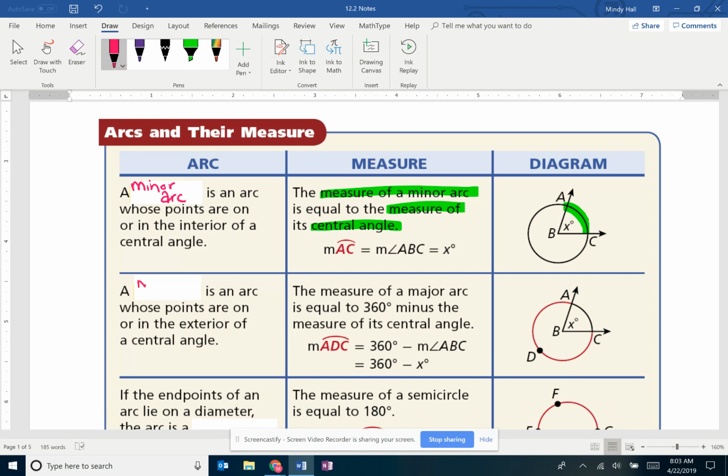A major arc is an arc whose points are on or in the exterior of the central angle. So if I have this central angle ABC, my major arc is actually going to be all the way around the circle, and you're going to have to subtract from 360. So if that angle was 30 degrees again, you do 360 minus 30, which would be 330, and then your major arc would be 330 degrees.